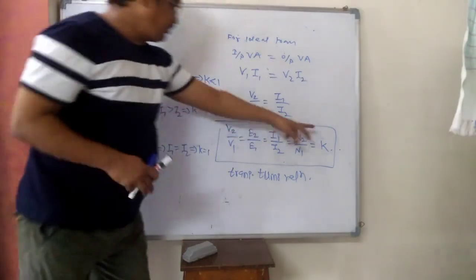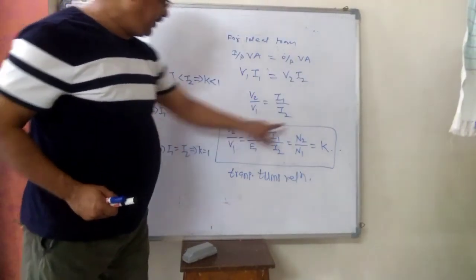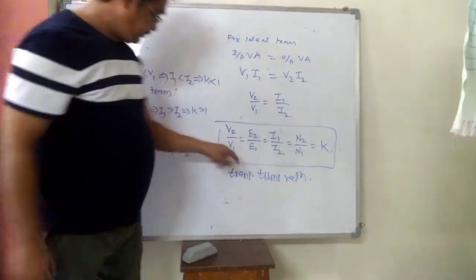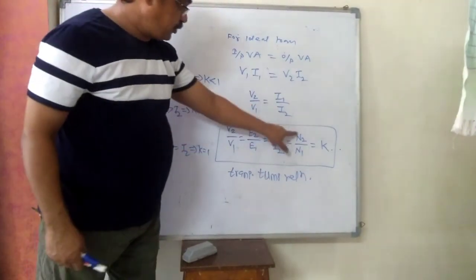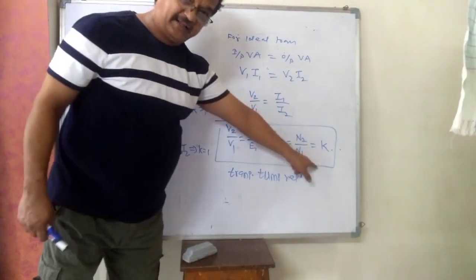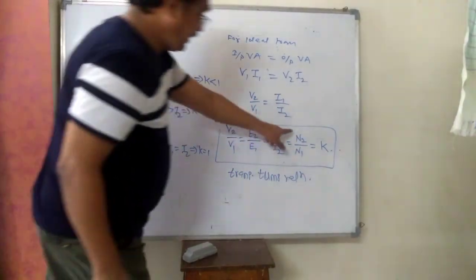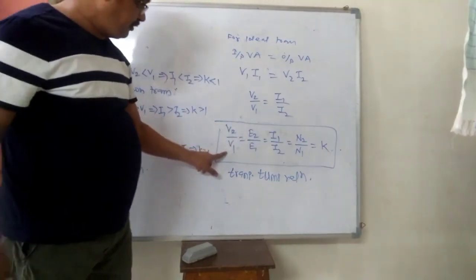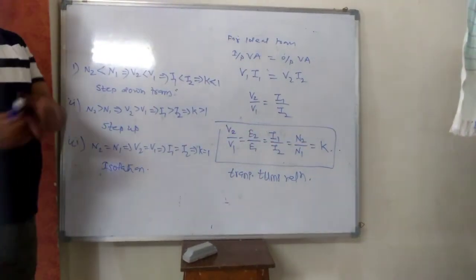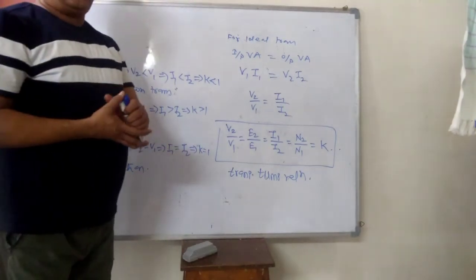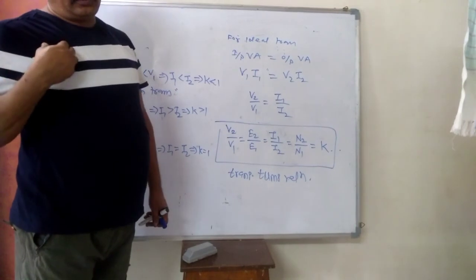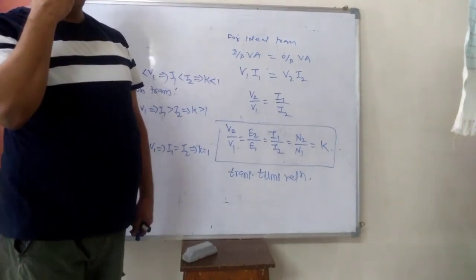So from this relation we have studied three cases. V2 less than V1, N2 less than N1, I1 less than I2, K less than 1, step down. V2 greater than V1, N2 greater than N1, I1 greater than I2, K greater than 1, step up transformer. N2 equal to N1, V2 equal to V1, I1 equal to I2, K equal to 1, isolation. Right? So in next article we will study transformer under no load and load conditions and their vector diagrams.